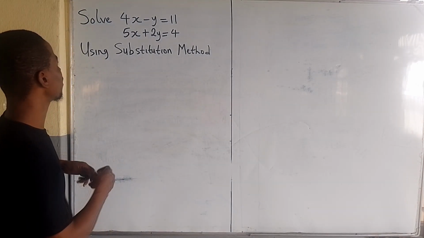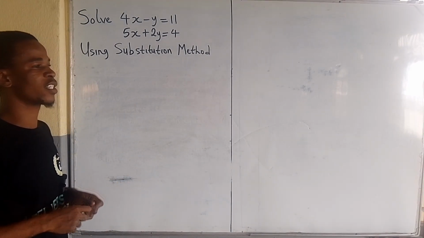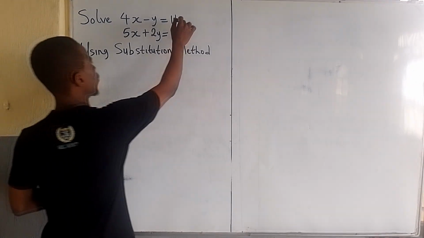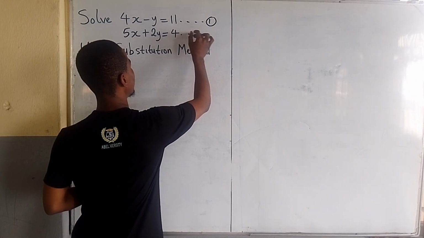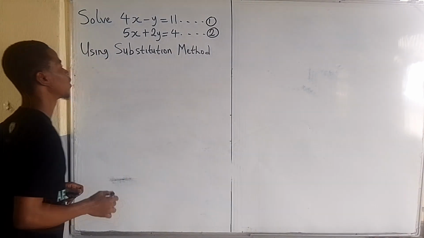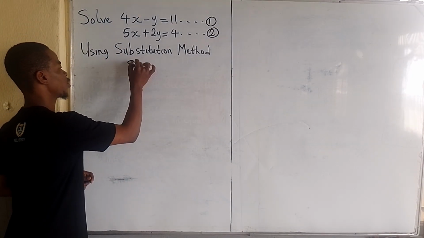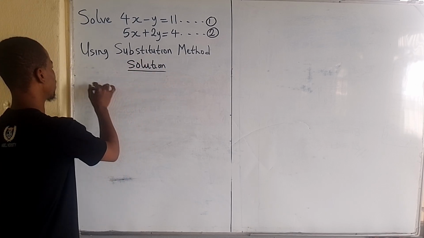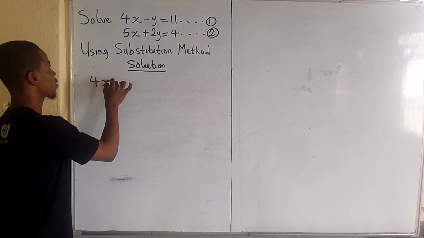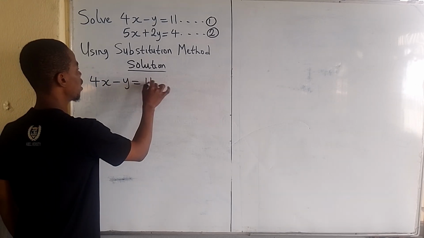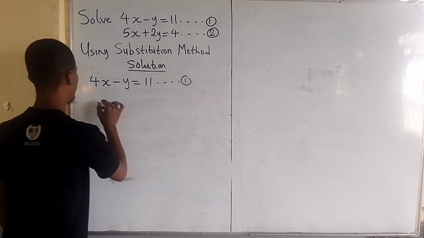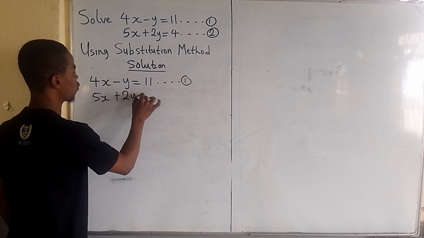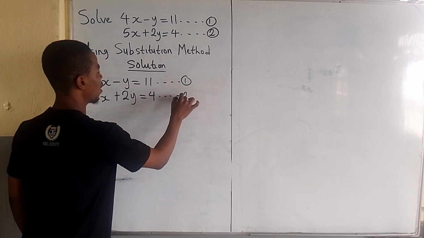Today we'll be solving these two simultaneous linear equations using the substitution method. So this is my equation 1 and this is equation 2. So let's start. We say solution. I'll write in my equations first: 4x minus y equal to 11 as equation 1, and then we have 5x plus 2y equal to 4 as my equation 2.